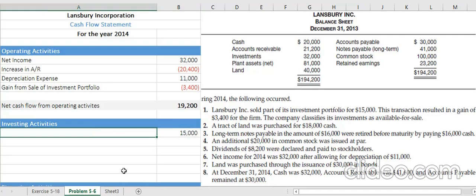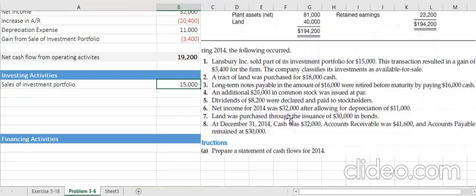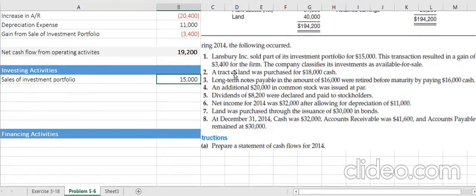And what is the reason for receiving this money, the source of this money? That is because I have made sales of investment portfolio. So out of $32,000 worth, I sold some of the portfolio and received $15,000 from it. So this was information number one. Information number one is actually done completely.